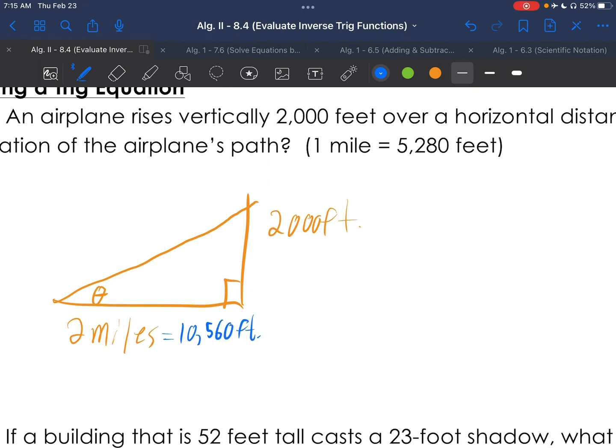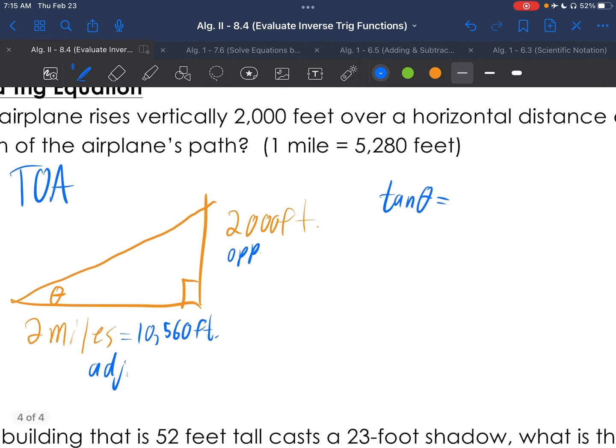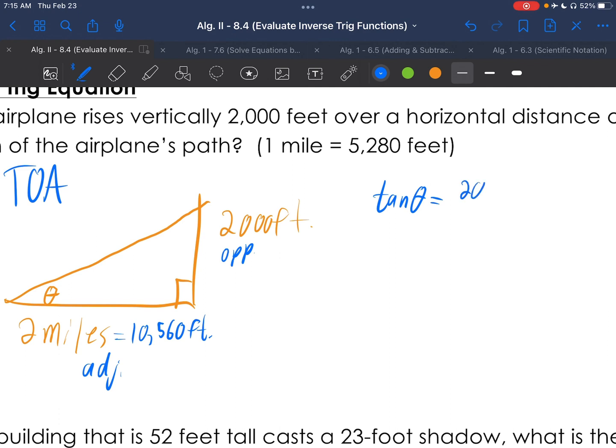So in order to find the angle of elevation here, from our theta, we have the opposite and we have the adjacent. So we would want to use tangent of theta, because tangent in our SOHCAHTOA, it's the TOA part, is opposite over adjacent. So you do tangent of theta is 2,000 over 10,560.